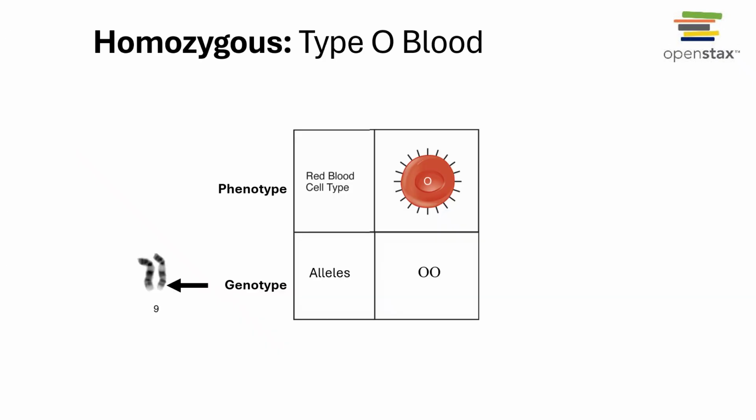Different combinations of alleles can interact in several ways to produce different traits. An individual that has two identical alleles for a gene is described as homozygous. Here we see the homozygous genotype with two O alleles. The phenotype refers to the observable traits that result from gene expression. In this case, blood type O is the phenotype that results from expression of the O alleles.